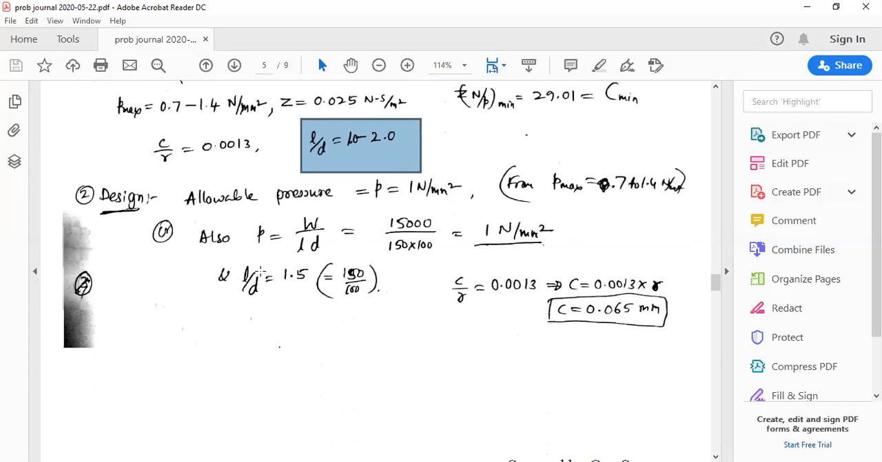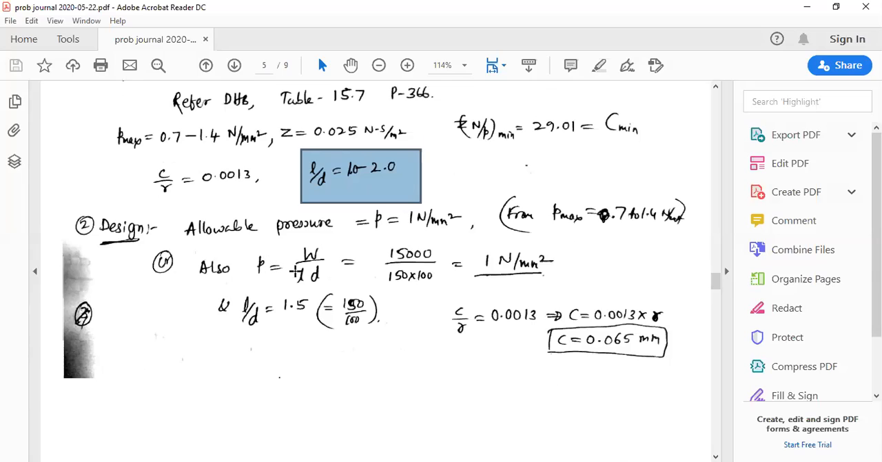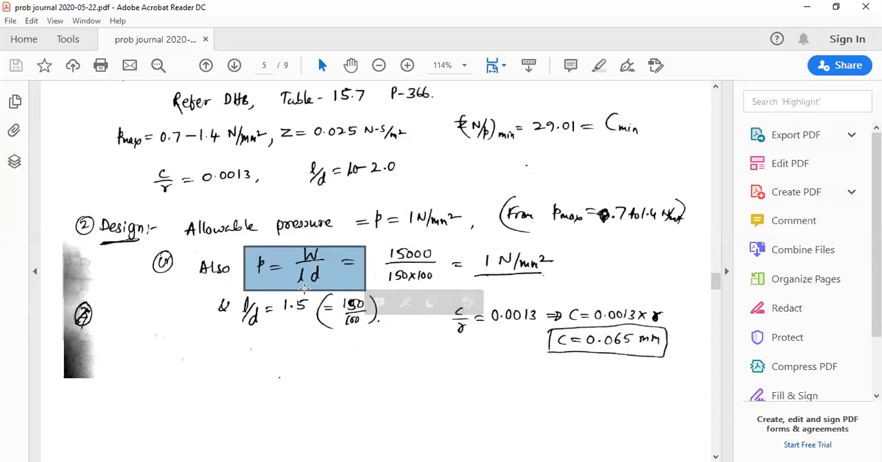Design means here we have to fix some of the values such as pressure, L and D, and absolute viscosity if it is expressed in terms of a range. Since pressure is expressed in terms of lower and upper limit, 0.7 to 1.4 Newton per mm square, select a suitable value, also called the allowable pressure, that is P equal to 1 Newton per mm square. Or we can use the equation P equal to W by LD, or P equal to W divided by 2R into L. 2R is nothing but small d itself.